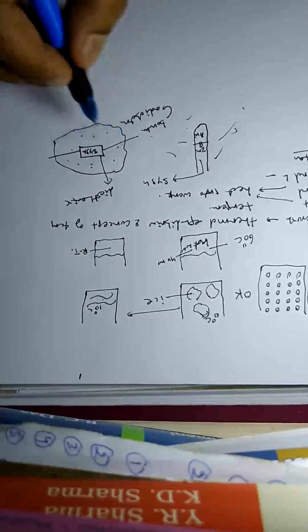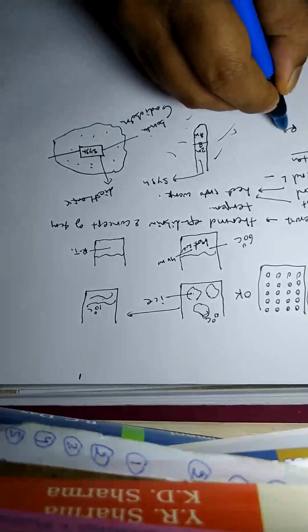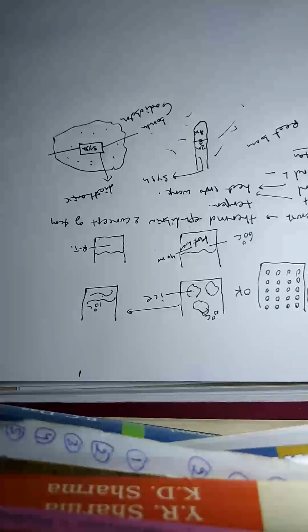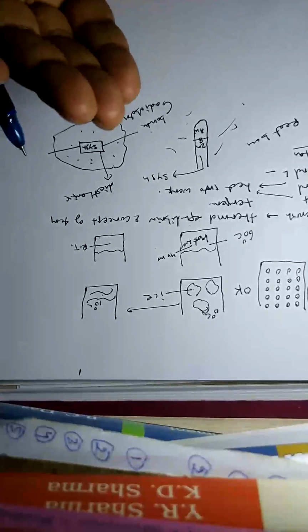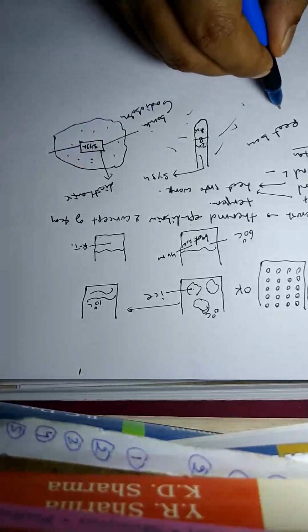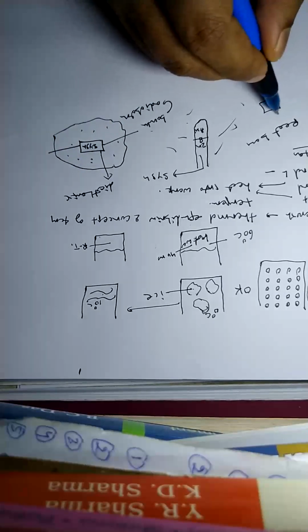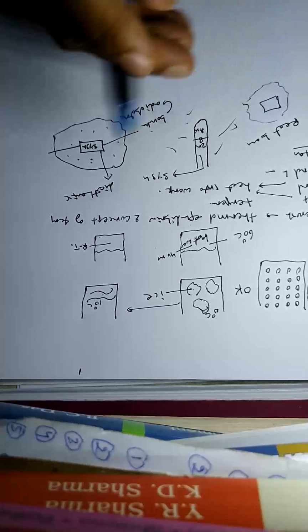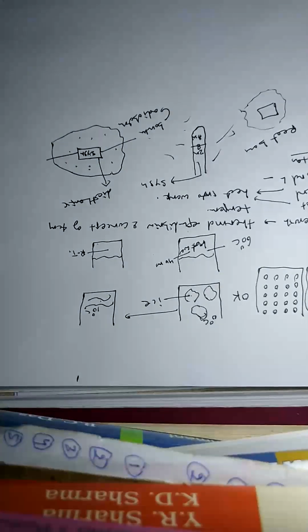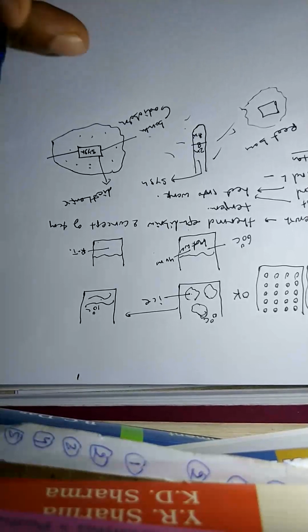Then boundary may be real or imaginary. Boundary may be a real boundary, just like the wall in a room. It may be imaginary. We can imagine that this is my system and the boundary is here. So boundary may be real, boundary may be imaginary, boundary may be adiabatic, boundary may be diathermic. Rigid, non-rigid also. So we can tell that.